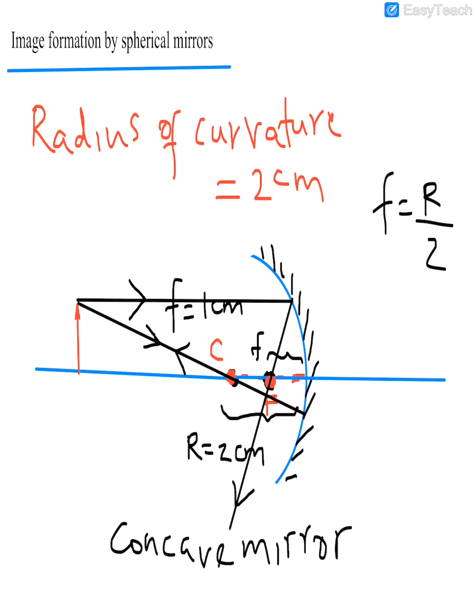Now you can see both the reflected rays, they are meeting, isn't it? You can see there is a point where they are touching each other. This is the first reflected ray, this is the second reflected ray, they are meeting here. So this is the image point. Okay, in order to represent that, we will mark it. This is the image point.